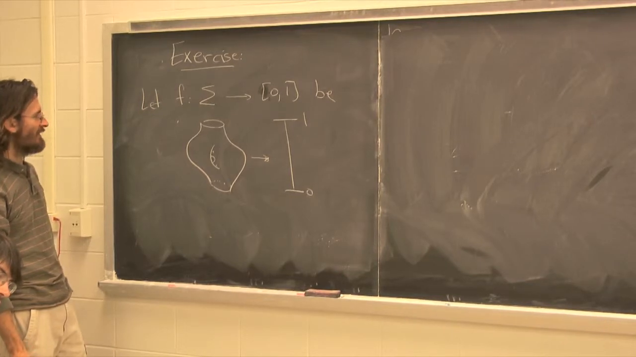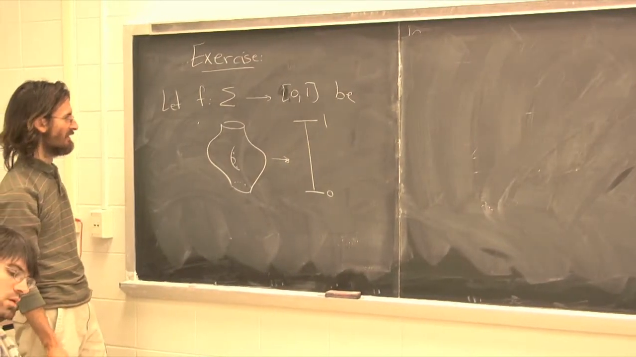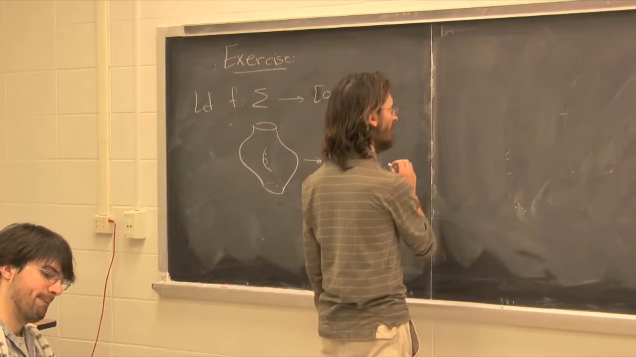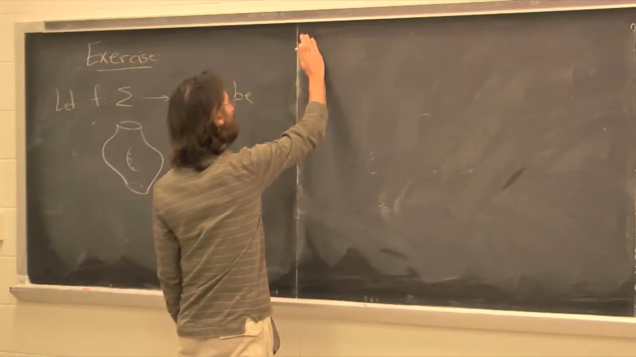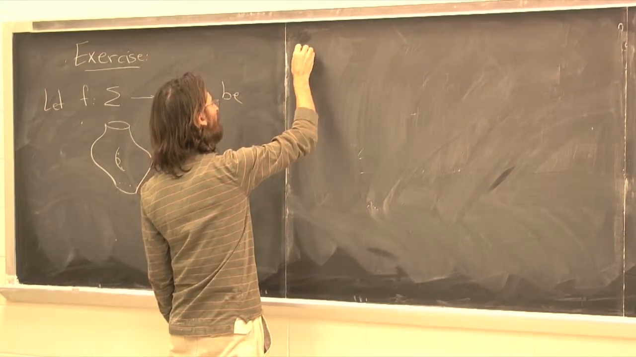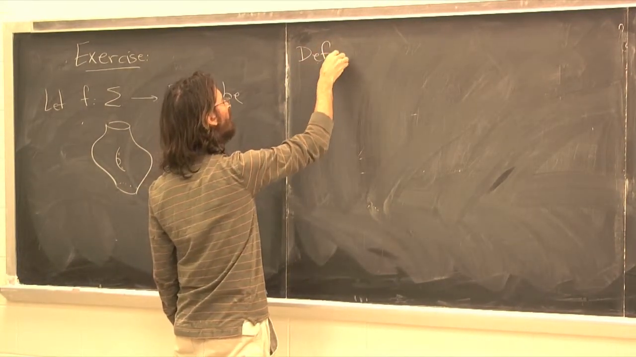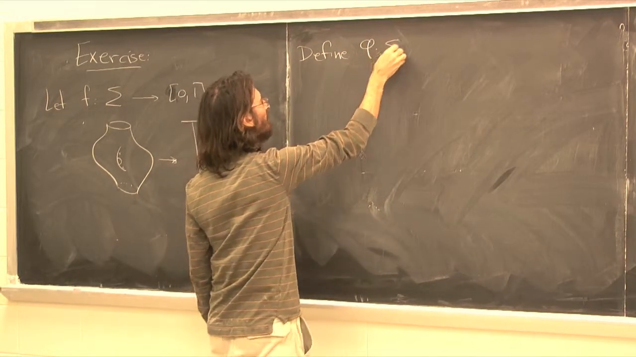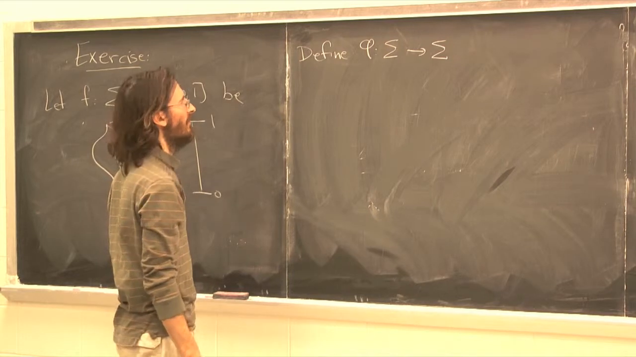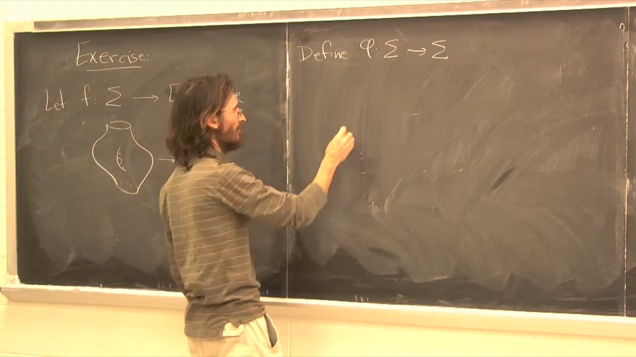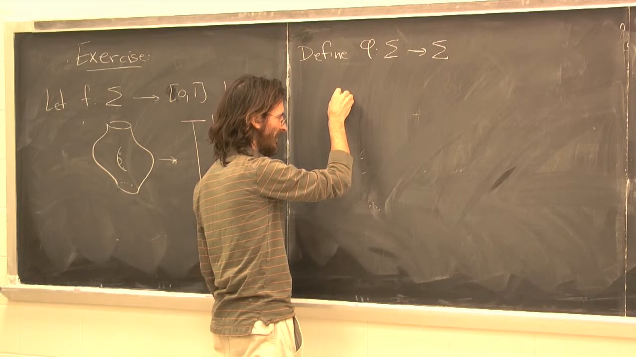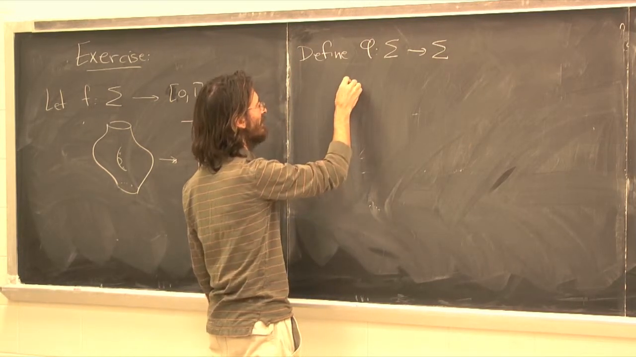And now I want to consider a certain automorphism of the twice punctured torus. So to define that automorphism, here's one way to do it. So now define some phi from sigma to sigma, and the way to describe this is first I can draw sigma like this.